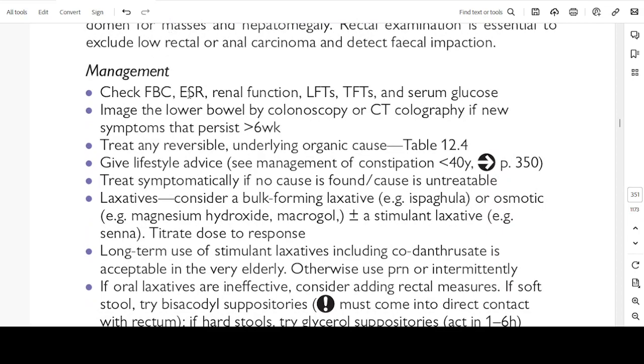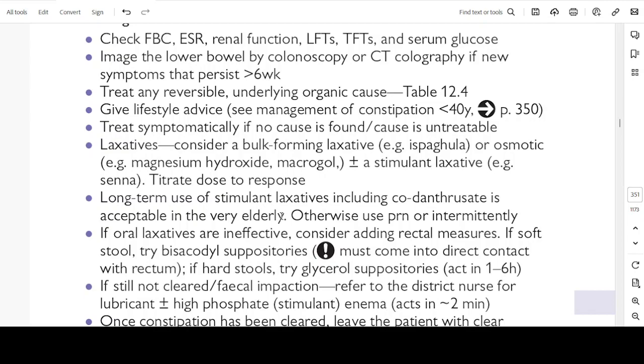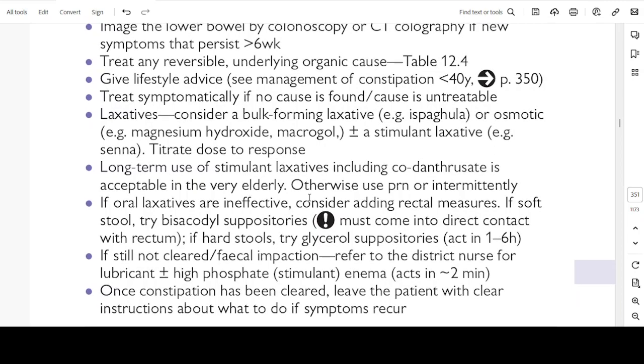Check FBC, ESR, renal function, LFTs, TFTs, and serum glucose. TFTs because hypothyroidism can cause constipation. You have to check serum glucose levels also. Image the lower bowel by colonoscopy or CT colography if new symptoms persist more than 6 weeks. Treat any reversible or underlying organic cause. Give lifestyle advice; see management of constipation in those less than 40 years. So lifestyle advice you have to give. Treat symptomatically if no cause is found and the cause is untreatable.